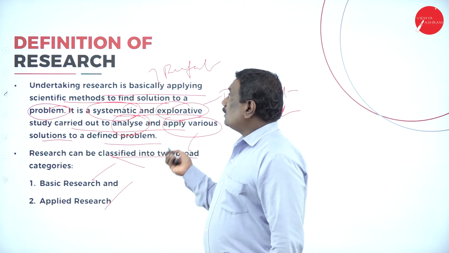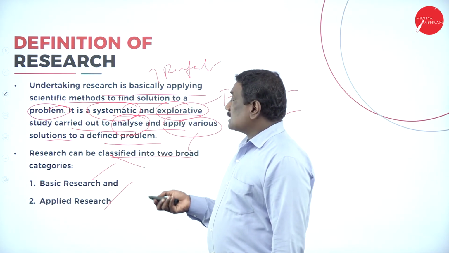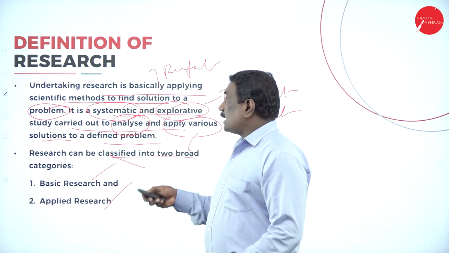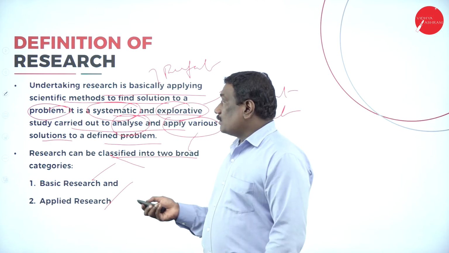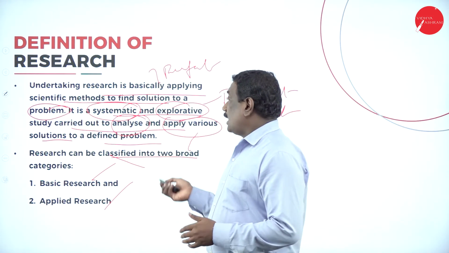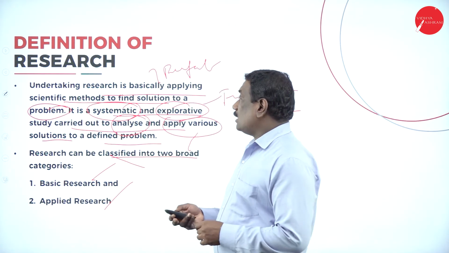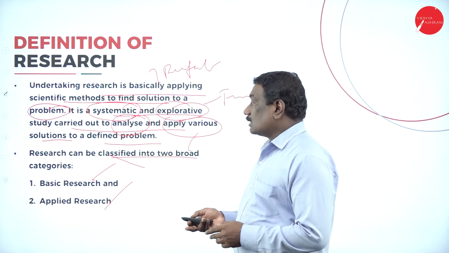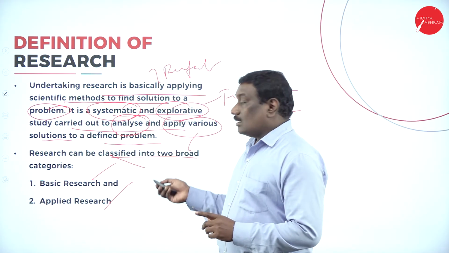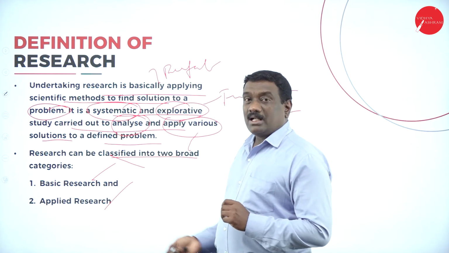Now, this research is systematic, that is, in a proper and correct way, as well as exploratory, that is, finding out new things and carrying on studies in order to find, analyze and apply various solutions for the particular problem which has been defined. Research can be classified into two broad categories: one is basic research and the second one is applied research.